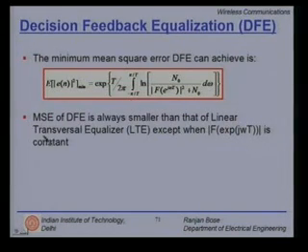It can be shown that the minimum square error of DFE is always smaller than that of the linear transversal equalizer, LTE, except when the absolute value of F e raised to j omega T is constant. This value is the transfer function of the channel, N naught is the noise power. Again, we are helpless as noise power goes up, then your minimum mean squared error will go up and we can do nothing about it.